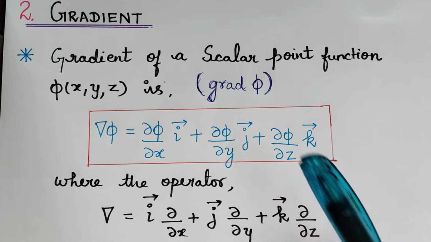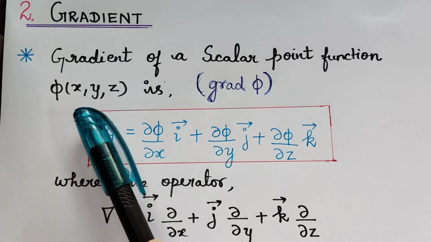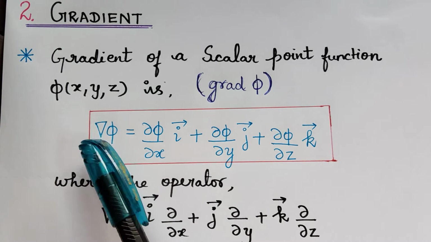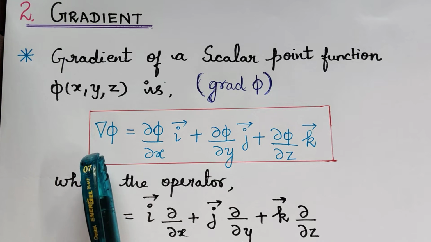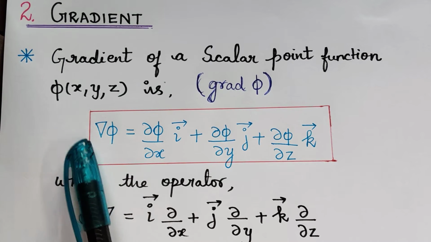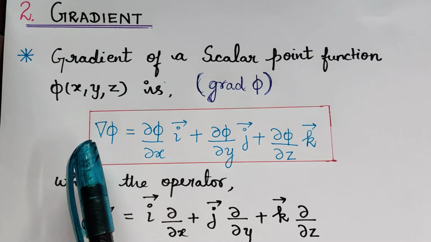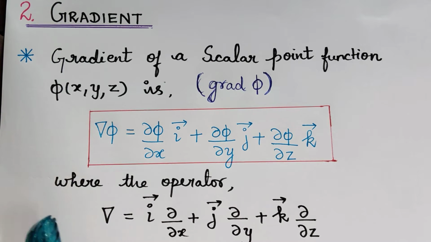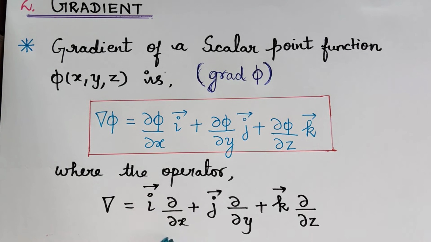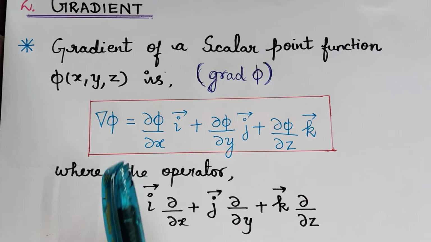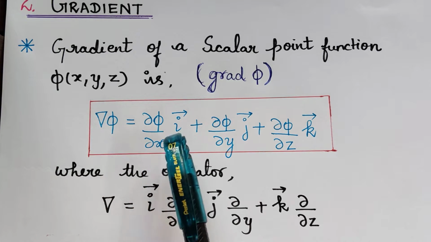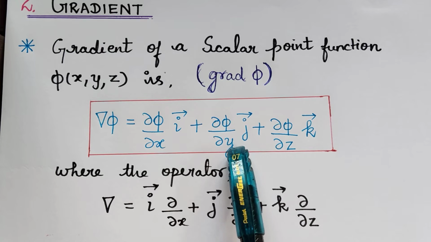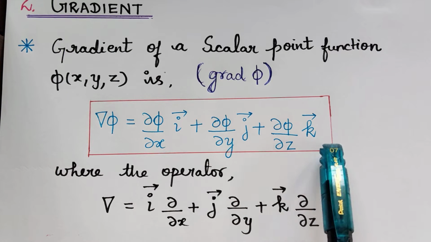So the gradient of a scalar point function phi, or phi of x comma y comma z, is given by nabla phi. So this is the gradient representation. The gradient of a function phi is represented as nabla phi, where nabla is an operator which is given by i vector ∂/∂x plus j vector ∂/∂y plus k vector ∂/∂z. And when this operator is operated on the function phi, we get ∂phi/∂x i vector plus ∂phi/∂y j vector plus ∂phi/∂z k vector.